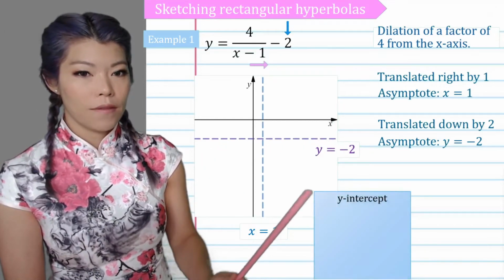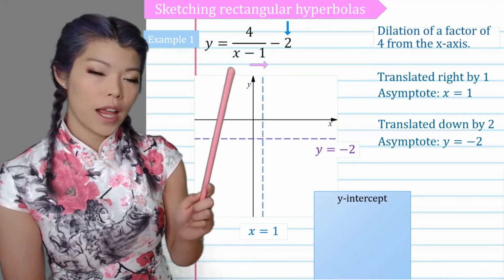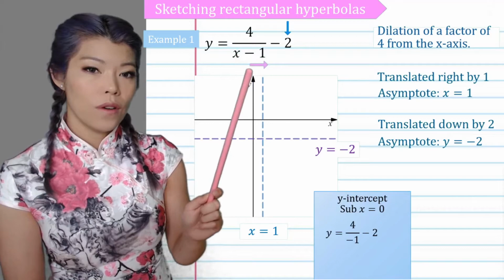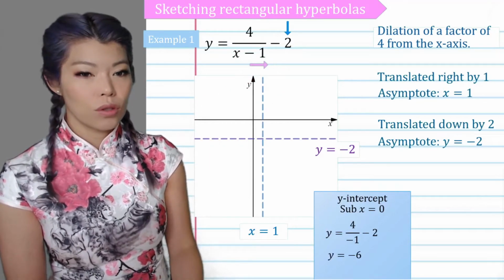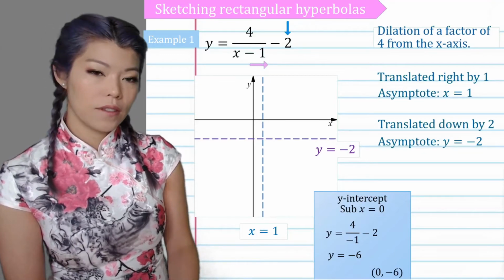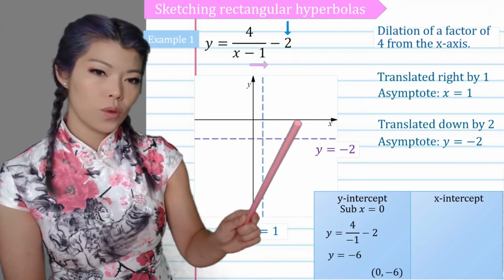And now we can find the y-intercept, because there'll be one there, by substituting x equals 0. So 4 over -1 is -4. -4 minus 2 is -6. So (0, -6) is our y-intercept. Do we have an x-intercept? Yes, we will over there.